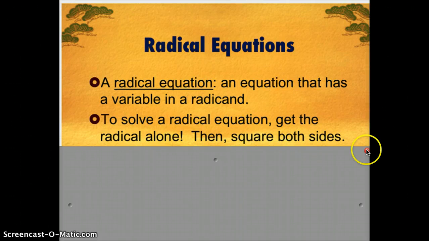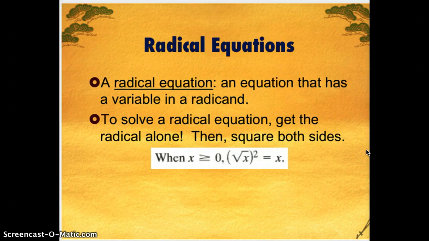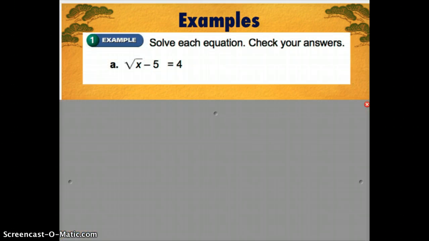An important little thing to note is when x is greater than or equal to 0, if you take the square root of x and you square it, you get x. That works when x is greater than or equal to 0. So, I'm going to solve a couple equations.